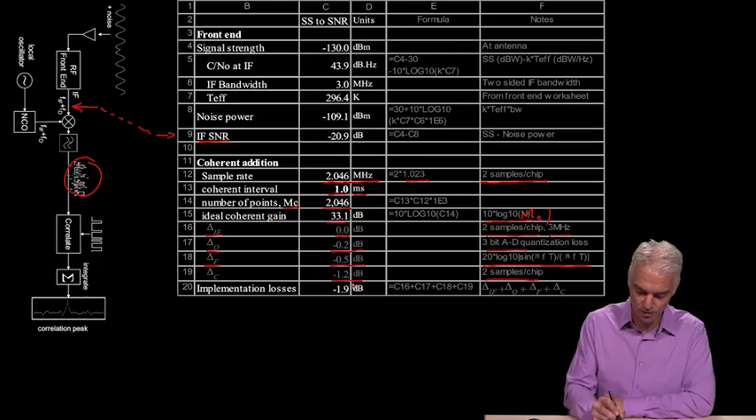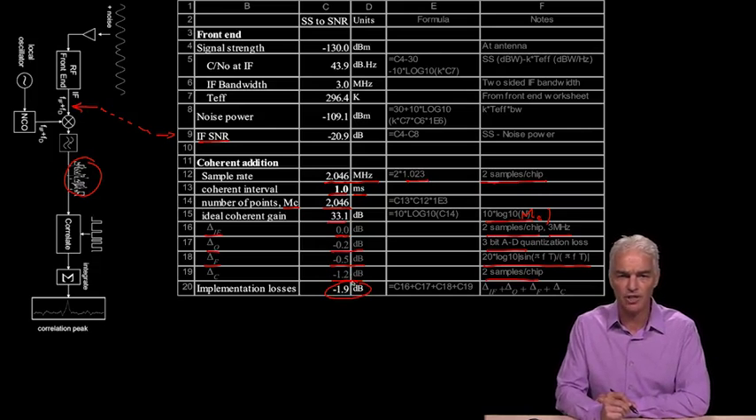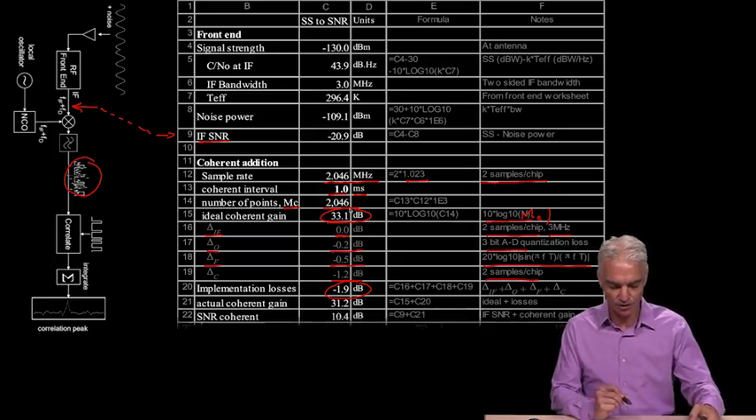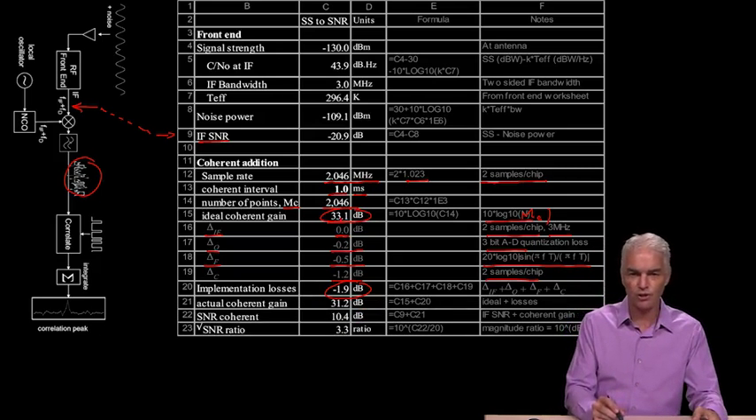So there are all the losses. We add them all together. We have 1.9 dB of implementation losses that will modify our ideal coherent gain. And so the practical coherent gain is just 33.1 minus 1.9. So that's this value here, 31 dB.